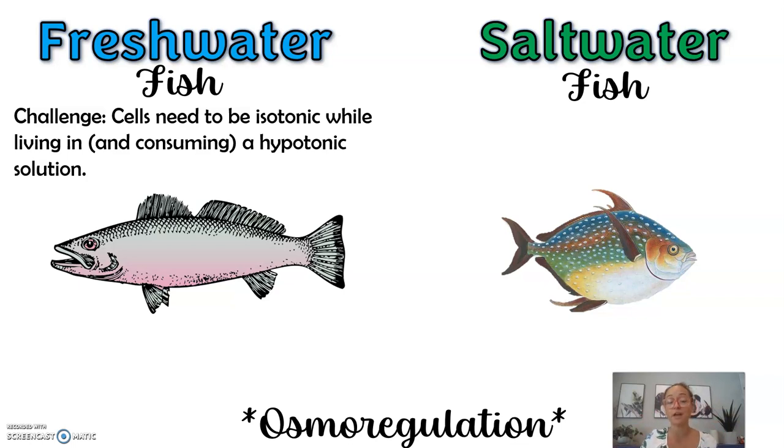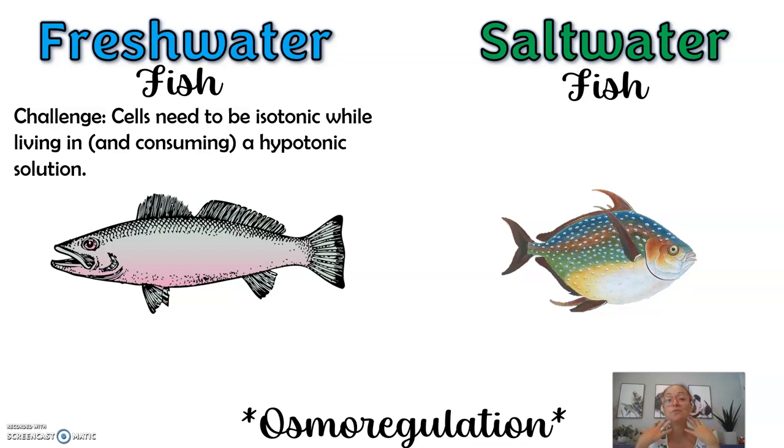Now, a freshwater fish, not only does it have water diffusing from its environment through its cells in its body, but it also, when it eats, is taking in large amounts of fresh hypotonic water. So how does it handle this, right? So if you're taking in fresh water, you need to get rid of it, but also you've got to figure out a way to add ions.